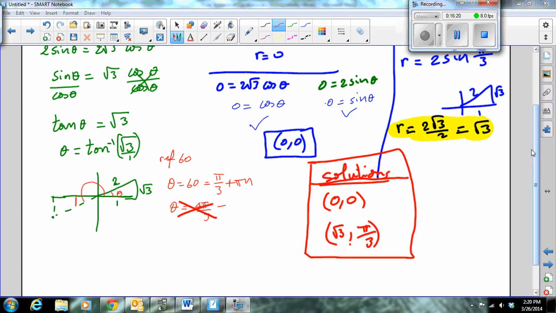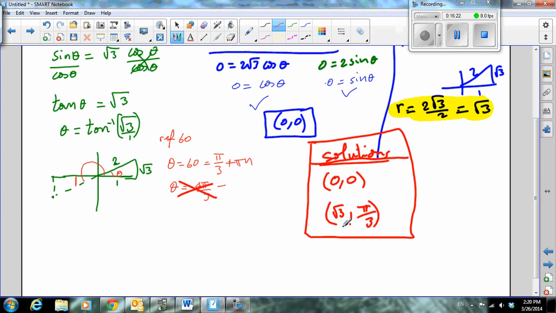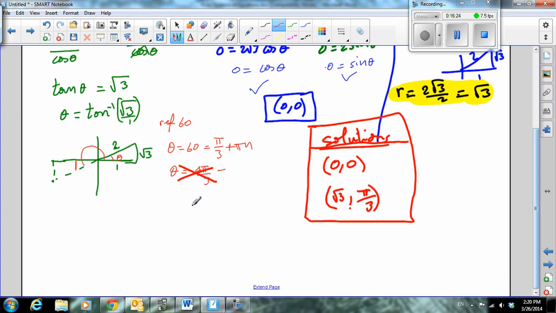But in case you wanted to check on the other solution, the one that I say is the same, let's go ahead and find r for that solution. I will say r is equal to, was it 2 square root of 3? 2 square root of 3 cosine of 4 pi over 3.